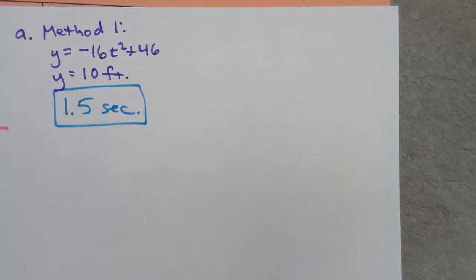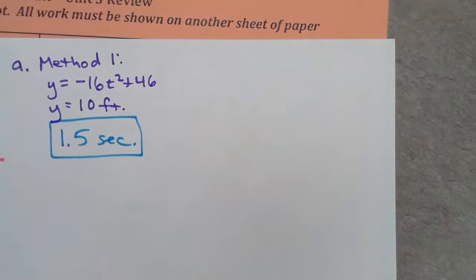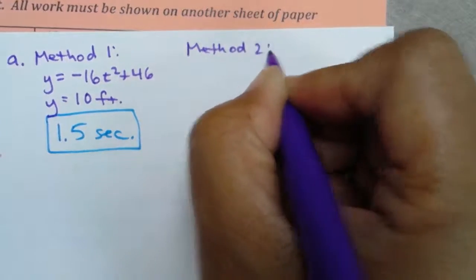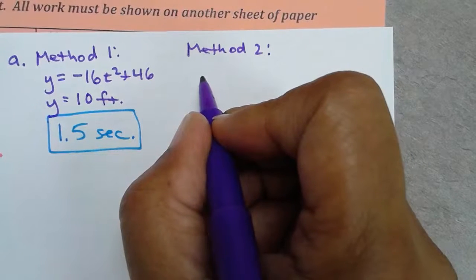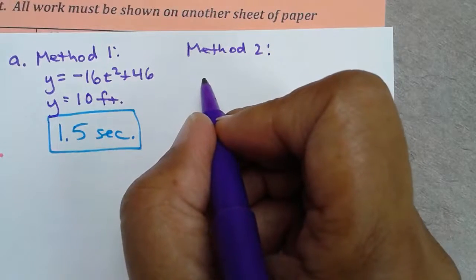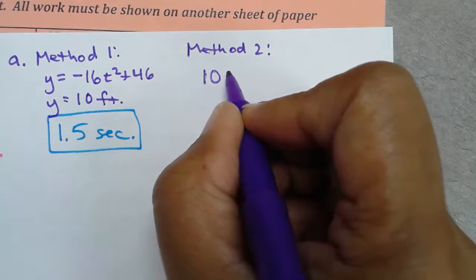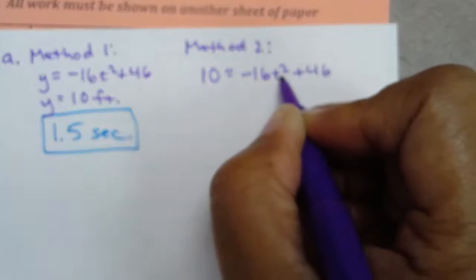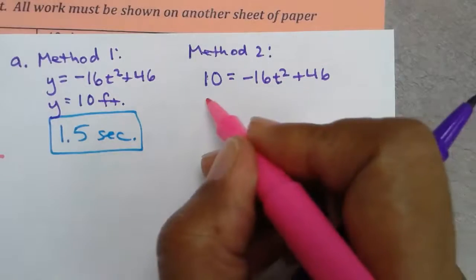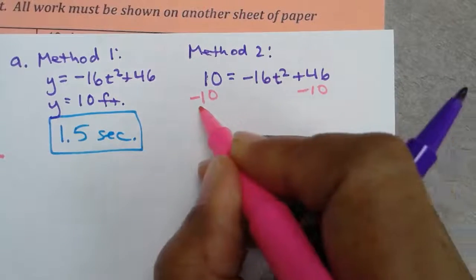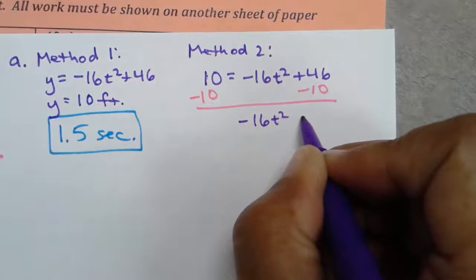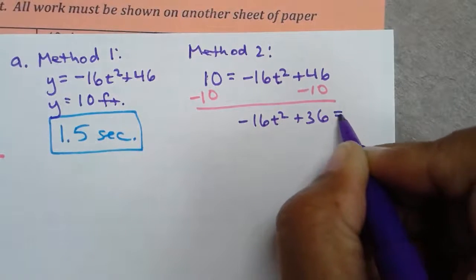And then the other method is, again, using the graphing calculator, but we are going to simplify before we put it in. So method number 2 is basically plugging in the 10 feet in for the y, because we want to know when will it be 10 feet. 10 equals negative 16t squared plus 46. And then we're going to move everything to one side of the equal sign so it equals 0. So I'm going to subtract the 10. And then that's going to get me negative 16t squared plus 36 equals 0.